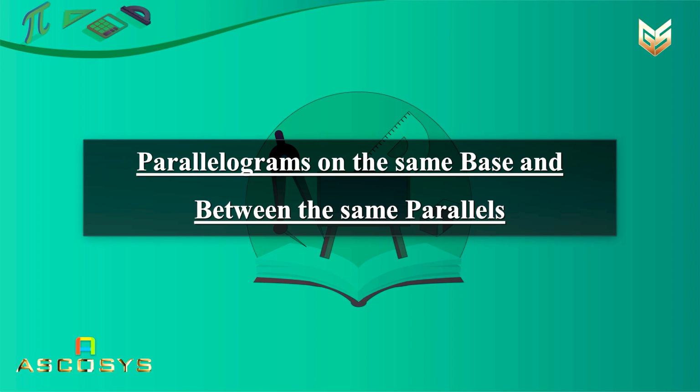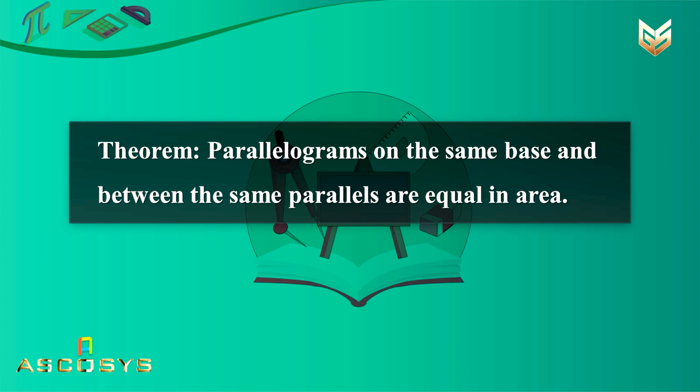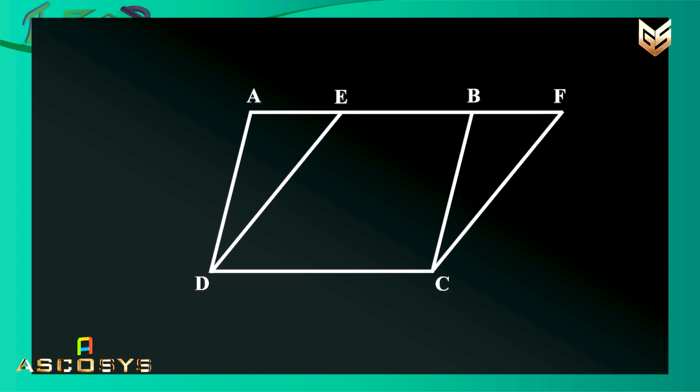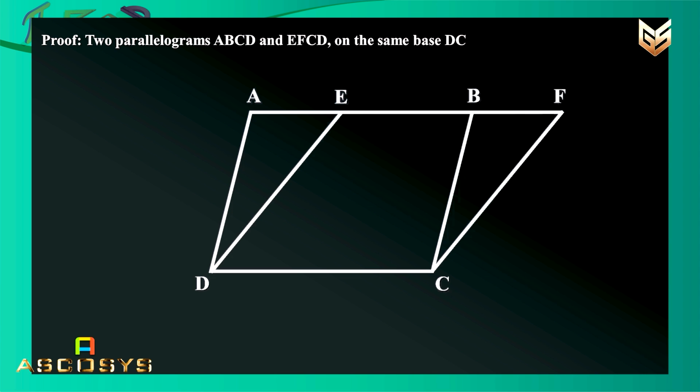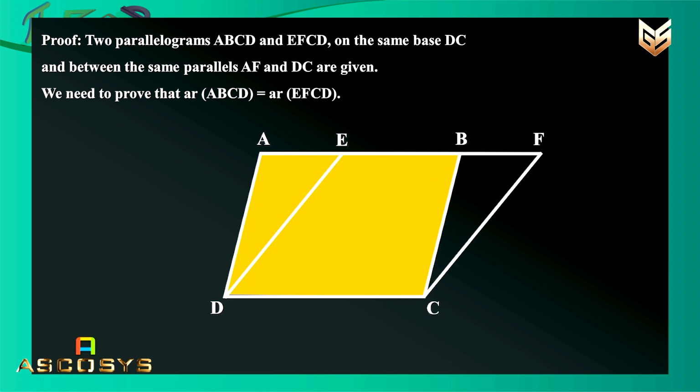Now the next topic is parallelograms on the same base and between the same parallels. For this we have one theorem. The theorem is that parallelograms on the same base and between the same parallels are equal in area. As you can see in the figure here, two parallelograms ABCD and EFCD on the same base DC and between the same parallels AF and DC are given. Now here you need to prove that area of ABCD is equal to area of EFCD.